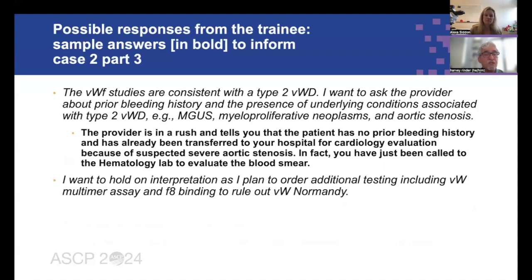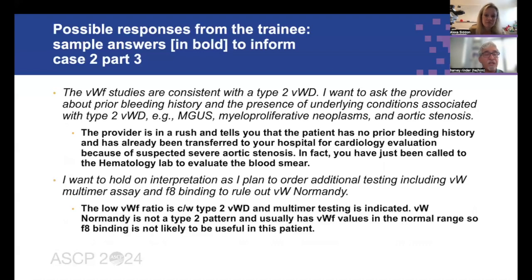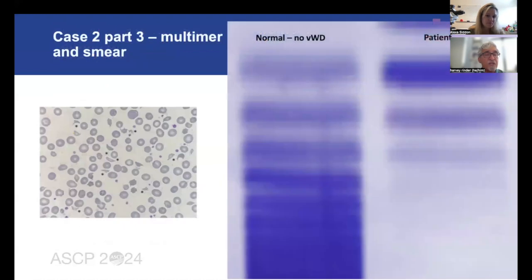Now, they want additional testing, including the Multimer assay. The low von Willebrand factor ratio is entirely consistent with type 2 von Willebrand disease, and Multimer testing is indicated. On the other hand, von Willebrand Normandy is not a type 2 pattern and usually has von Willebrand factor values in the normal range. So we're not going to give this to the resident.